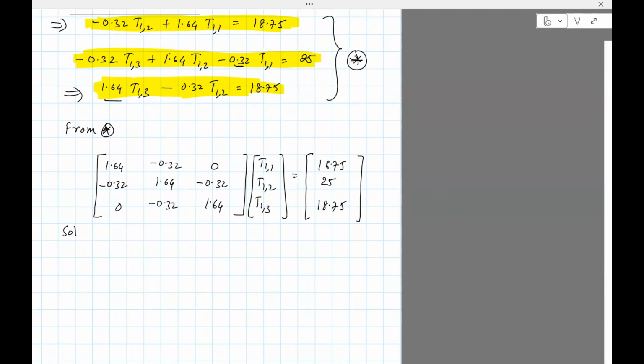So if you solve this, you get T1,1 equals 13.0397, and T1,2 will be, oh my bad, sorry, this is 15.595, and then T1,3 will be 21.33.